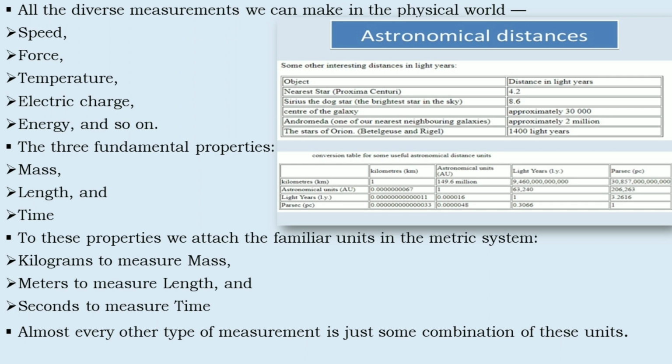For example, area is just length multiplied by length, and momentum is just mass multiplied by velocity, which is the same as mass multiplied by length divided by time. Even concepts such as energy or temperature can be expressed as a combination of the same three quantities. A simple system of units helps scientists make sense of a complicated world.